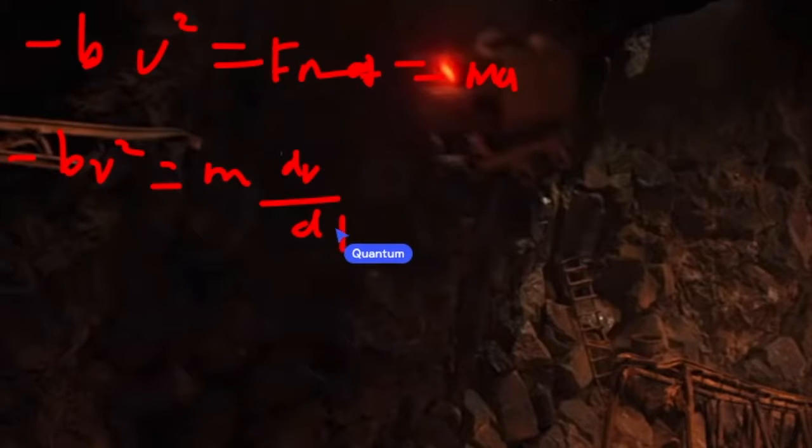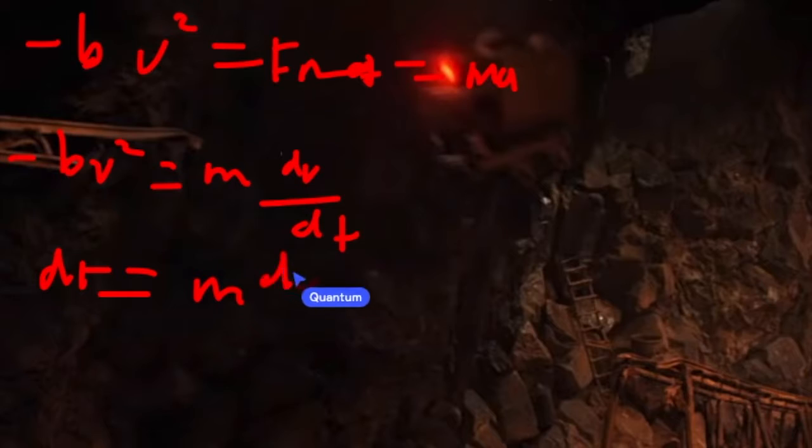And we want to solve for the equation of velocity so that we can find an equation for position by integrating. So let's multiply both sides by dt and divide by minus BV squared on both sides to get that dt is equal to m times dV over minus BV squared. Now we can integrate both sides to find an equation for velocity.